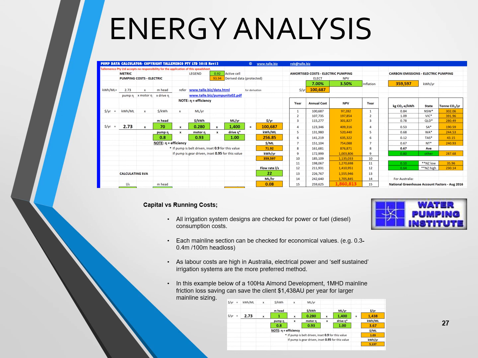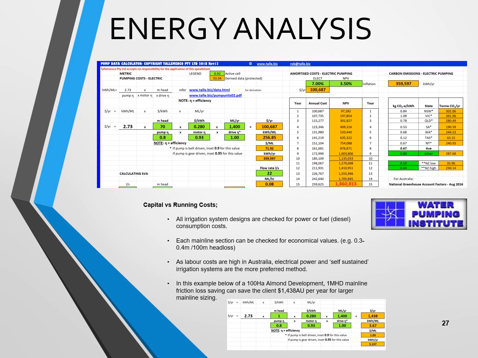Example, 0.3 to 0.4 metres head per 100 metre head loss. As labour costs are high here in Australia, electrical power and self-sustained irrigation systems are the more preferred method. So power sites over diesel sites is preferred.